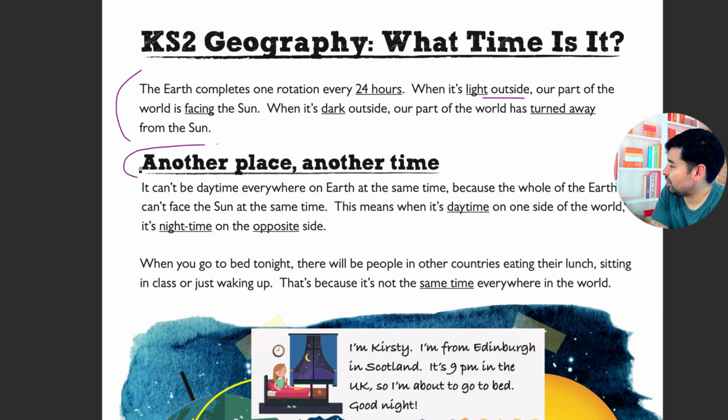It can't be daytime everywhere on Earth at the same time, of course, because of the shape of the planet, because the whole of the Earth can't face the sun at the same time. This means when it's daytime on one side of the world, it's night time on the opposite side. Very similar to the sentence that we have seen before, right?